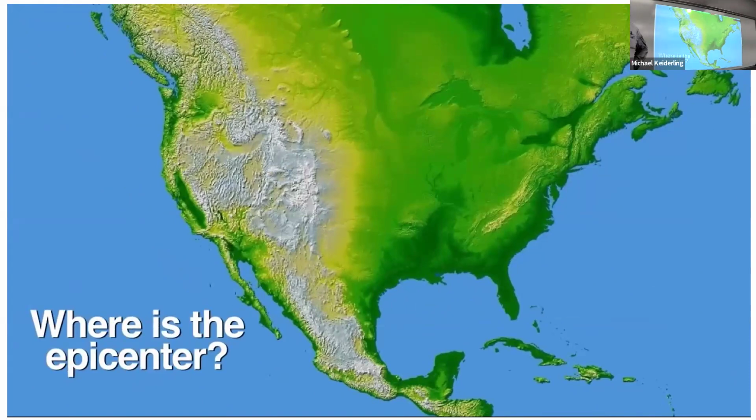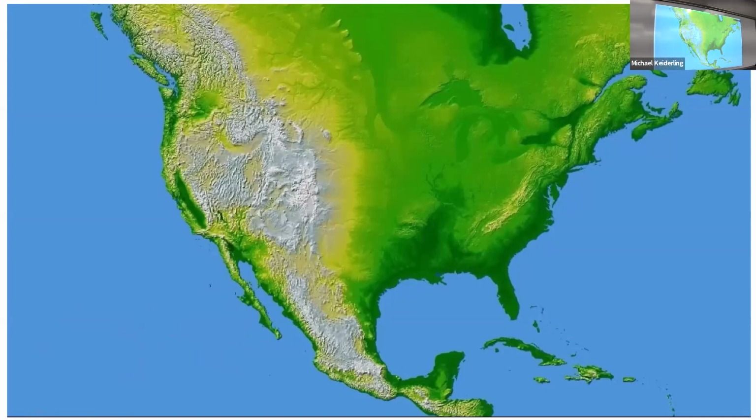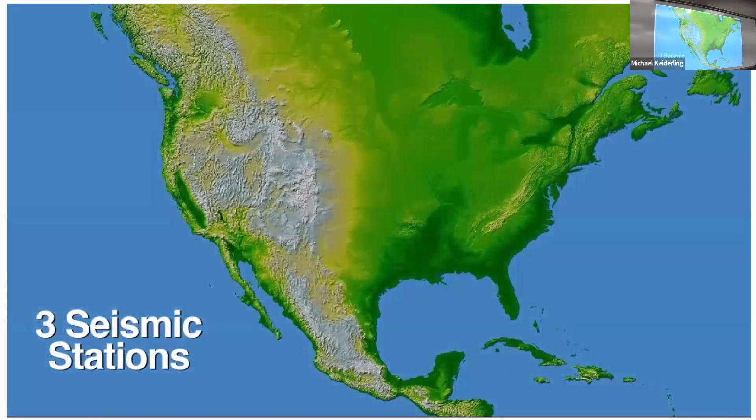Now, we may be able to get a general idea of where the epicenter was based on looking at the severity of damage, eyewitness reports, etc. But if you want to pinpoint the actual location of the epicenter, you have to do some calculating. And so let's look at how we're going to do that. First off, in order to pinpoint the epicenter, you need a minimum of 3 seismic stations.